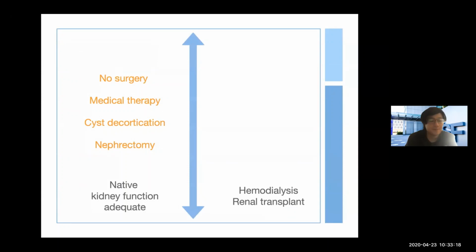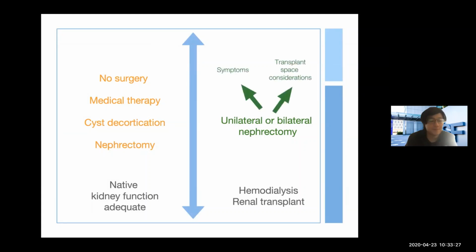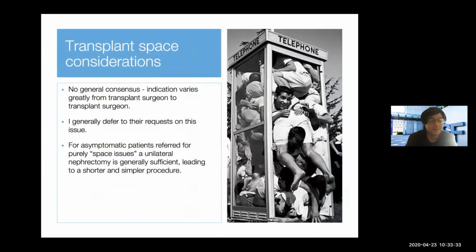All right, so let's switch gears a little bit and talk about the hemodialysis and renal transplant patients. In these cases, you're generally considering unilateral or bilateral nephrectomy, either because they have severe symptoms or for transplant space considerations. So let's start off with that.